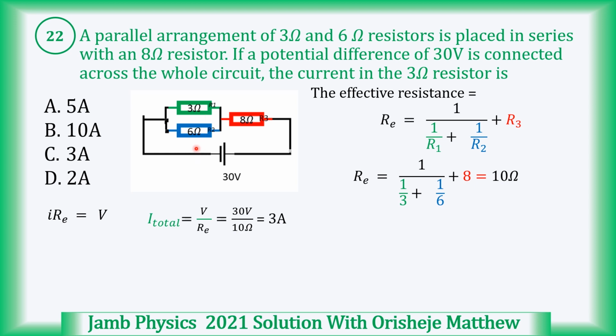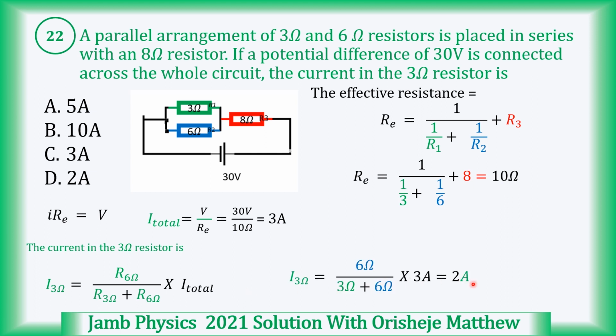That is one method. Well, let's finish this method before I talk about the other method. So the current in the 3 ohm resistor is going to take the larger share of the ratio between the 3 ohm and the 6 ohm. So multiply by the current coming in, split it and divide. That will give me 2 ampere.